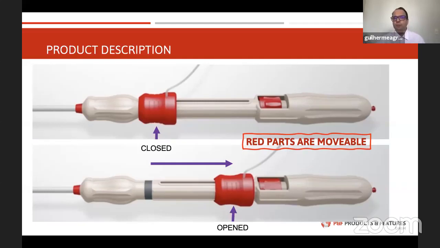Then we will just move these red parts. It's a very simple device, very easy to handle. First we will remove the air of the system with saline solution. This operation will rehydrate the valve. Then we will be ready for implantation.